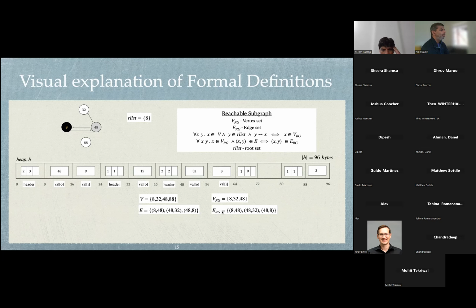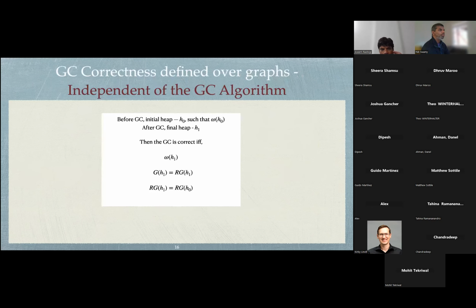Then what is ERG? We need to see, from 8, what the edges in the edge set are. 8's outgoing edge is 48, and that should come into ERG. 32 has no outgoing edges. For 48, 32 and 8 are outgoing edges, so they should come into ERG. This way we can construct a reachable subgraph.